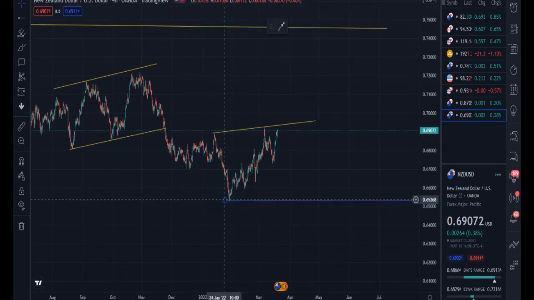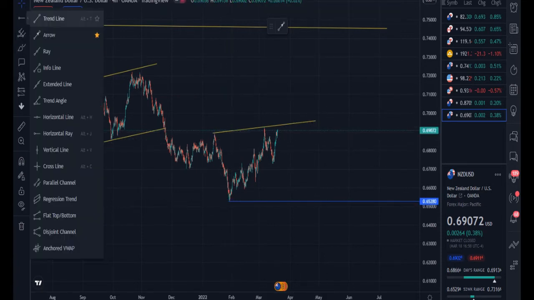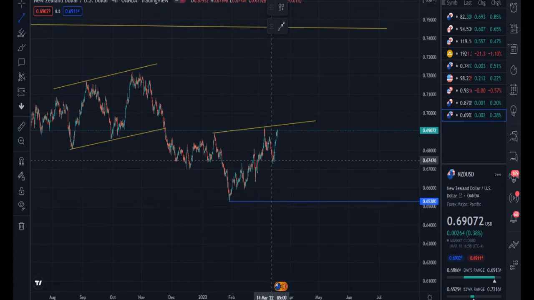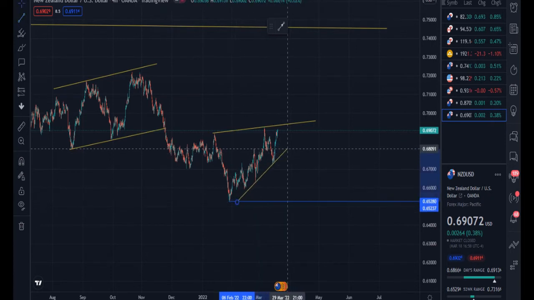So now we just want to identify what is happening and how price is moving to the top of the structure. So from here now, we're just going to take our trend lines there to identify structure and how price is moving top of the structure. Okay?